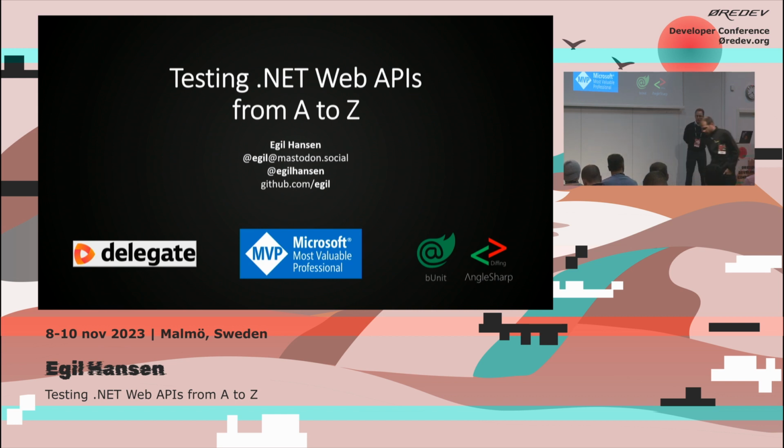My name is Egil Hansen, and I'll tell you about testing .NET Web APIs from A to C. I'll let you be the judge of whether or not we get to C. Actually, I want to focus on JSON-based APIs because I think that's what most people are using. But even so, most of the ideas we're going to talk about today will also apply if you're still using SOAP or maybe gRPC. So the theory behind it should still be the same.